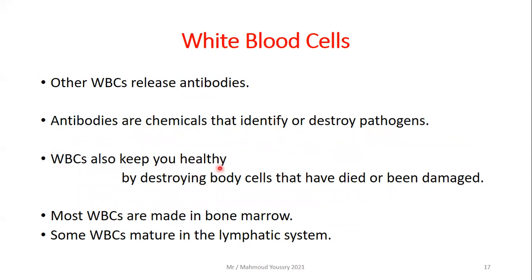White blood cells also keep you healthy by destroying the body cells that have died or been damaged. They get rid of the cells that have died or been damaged. Most WBCs are made in the bone marrow, and some white blood cells mature in the lymphatic system.